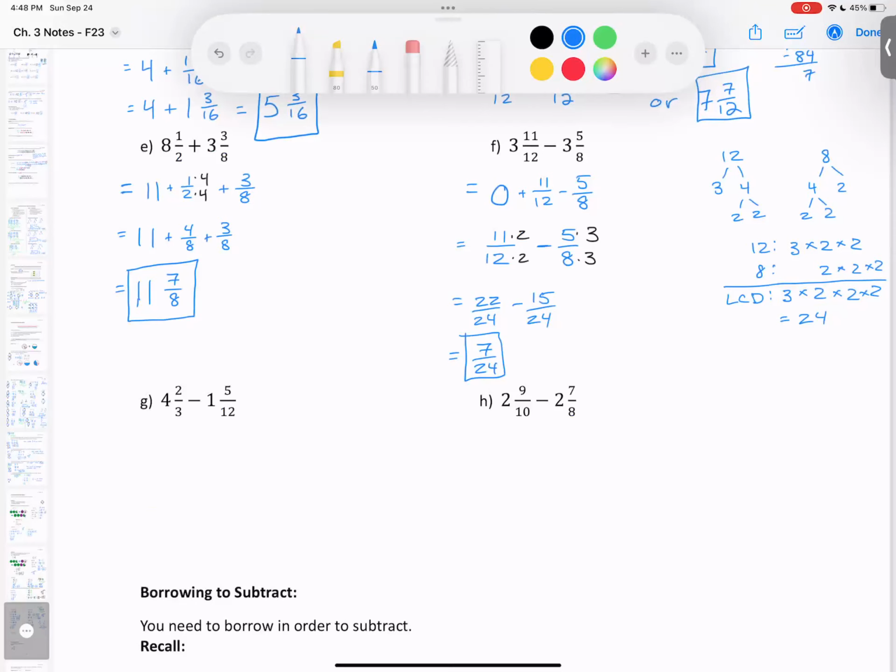Okay, let's try which one? Let's try method 2. So we're going to convert to improper fractions. So 3 times 4 is 12 plus 2 is 14. So 14 over 3 minus 17 over 12.